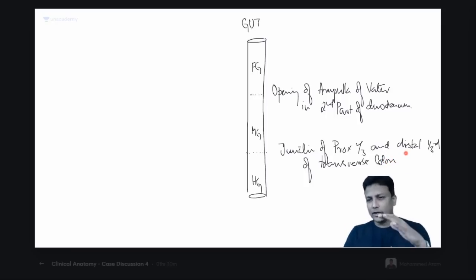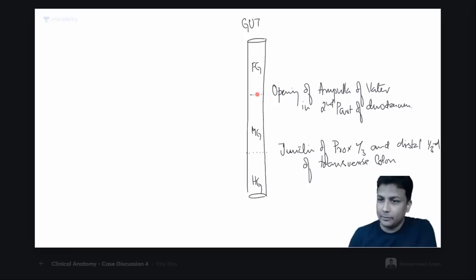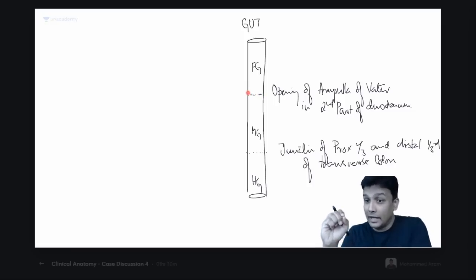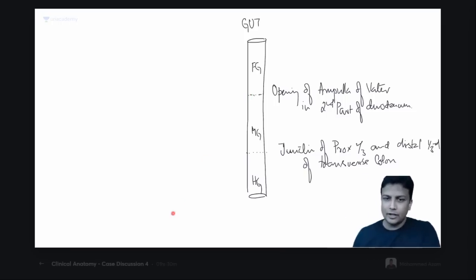So we'll be having a foregut and midgut and hindgut, and it is very easy to remember. Only two landmarks here right now. One landmark, foregut will be up to where, guys? Foregut will be extending up to the opening of the ampulla of Vater in the second part of duodenum, and the midgut will be up to the junction of proximal two-third and distal one-third of the transverse colon. Once you are done with this clarity here, yes, just behind this gut here, please draw the diagram of the aorta.